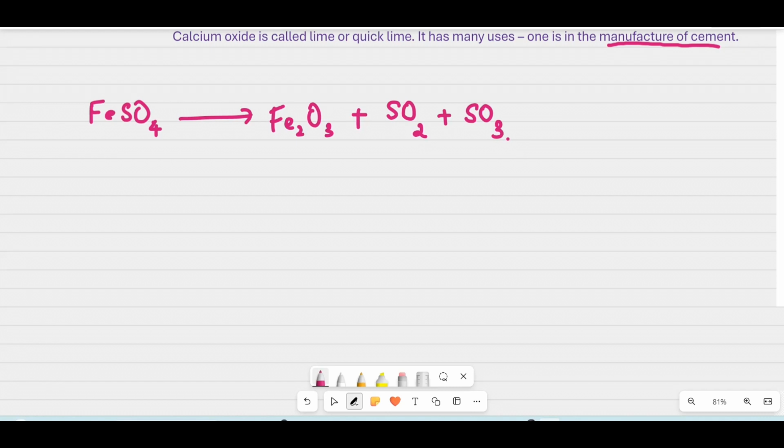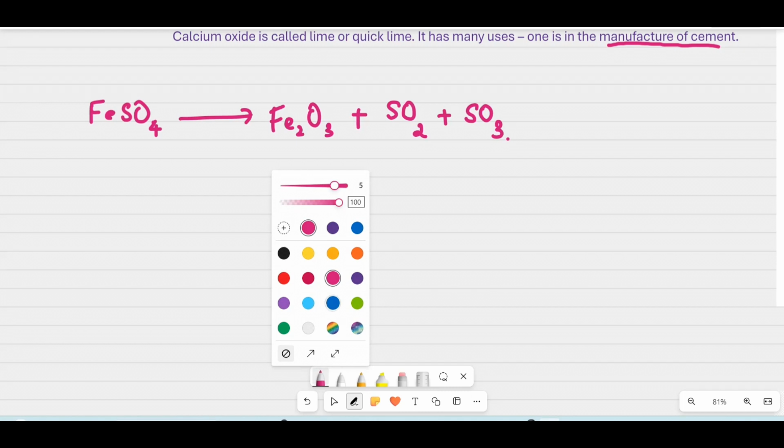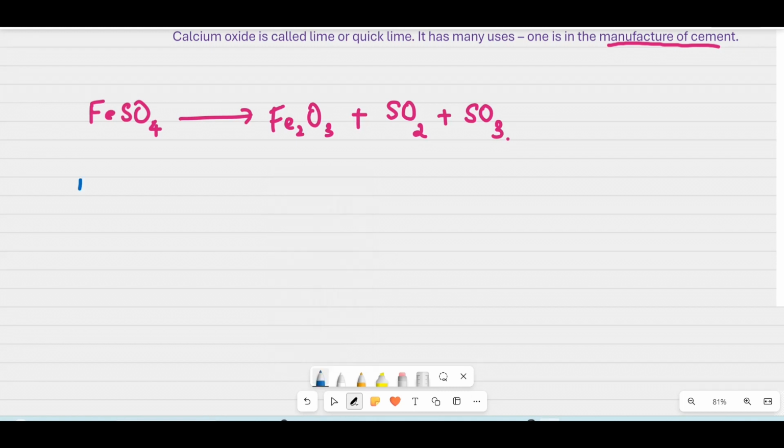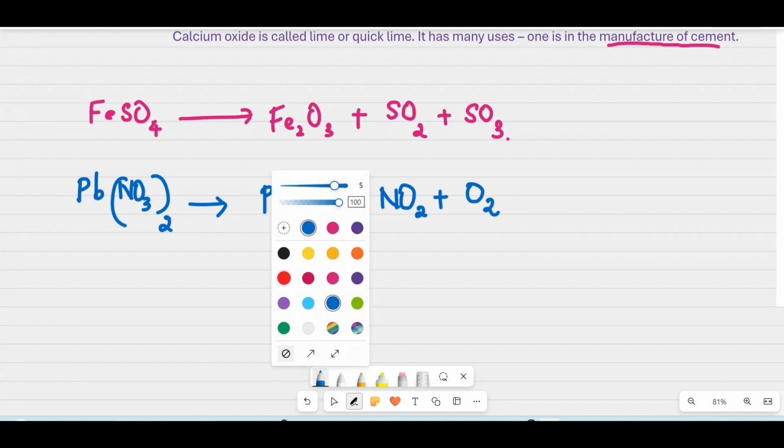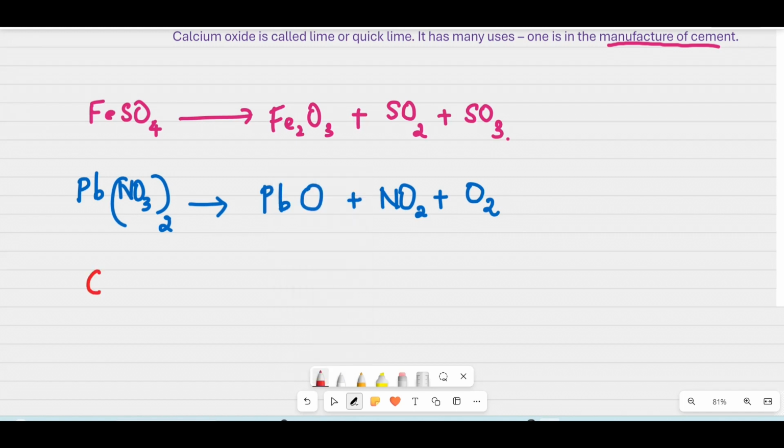And the second example we studied is lead nitrate, Pb(NO3)2. On heating, you get lead oxide, PbO, and then you get brown fumes of nitrogen dioxide, NO2, and then you get oxygen, O2. And the last reaction we have seen is calcium carbonate, CaCO3. On decomposition you get CaO, and then CO2.